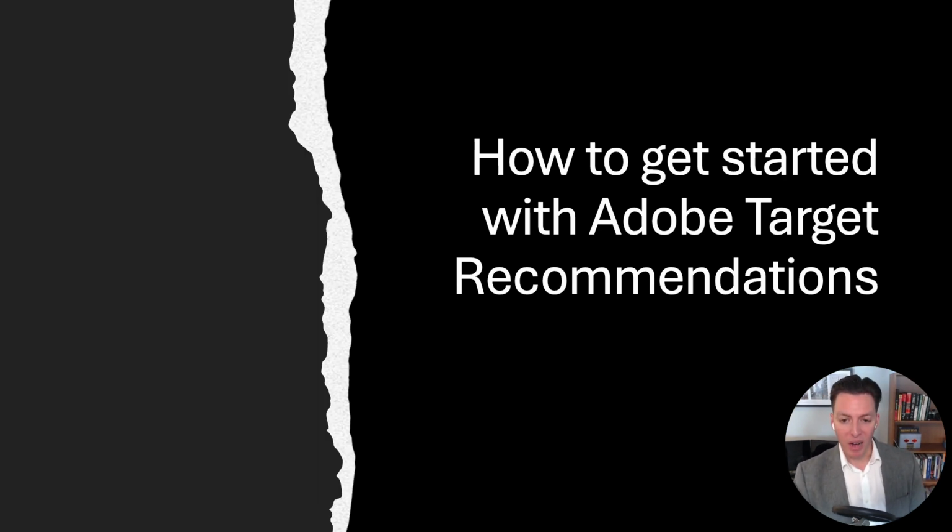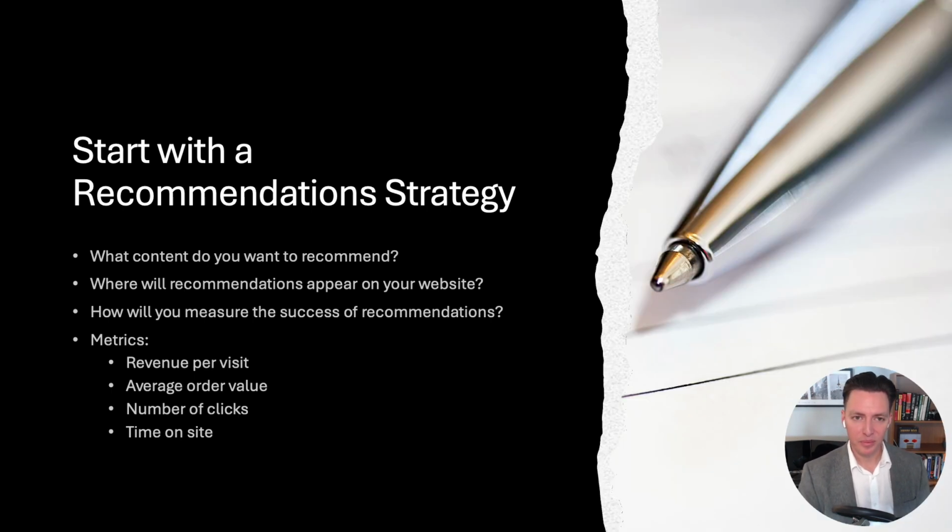So here we go. How do we get started with Adobe Target recommendations? To start with recommendations, you first need to start with a strategy. And here are three questions that you want to ask yourself and your team. What content do you want to recommend? In this case, we're going to talk about recommending blog articles or videos. So more content that would be helpful for users that have purchased a product or are in the purchase process and want more information, that kind of thing. So that's what we're going to focus on today.